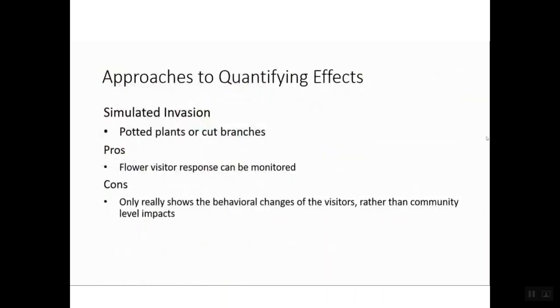So when you're looking at quantifying the effects of these different plants on pollinators, they do a few different kinds of tests. They do simulated invasion, so they use potted plants or branches and stick them in a new environment, and then they can see the effect on what the flower visitors do. One of the pros is that they can directly measure the response to the new plant. The cons, however, is that it only really shows the behavioral changes. It doesn't show any kind of community impacts of the new plant.